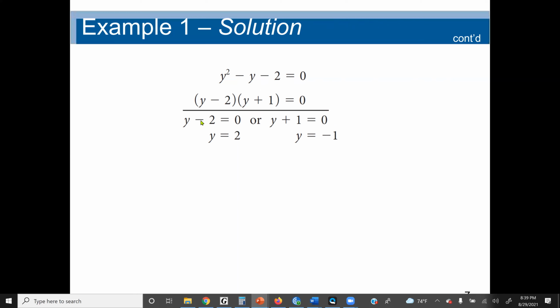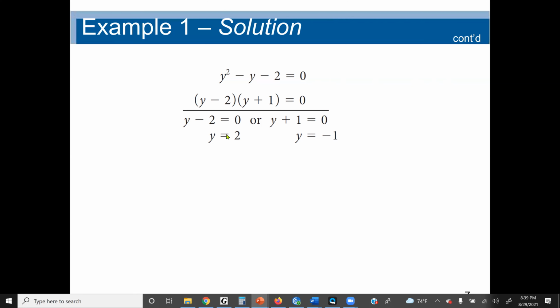So here we have y minus 2 equal to 0. And solving this simple equation, minus 2 will cross the equal sign and become plus 2. So our first y value will be 2. The second, we have y plus 1 equal to 0. Plus 1 crosses the equal sign and becomes -1. So y equal to -1. So our solutions will be 2 and -1.